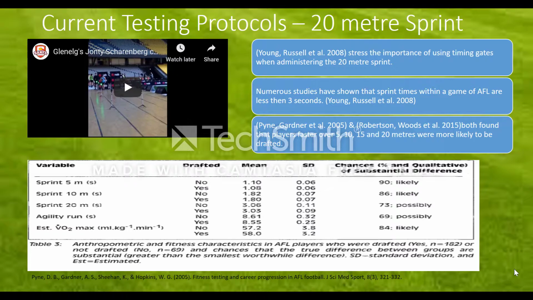If we look at the data here by Pine, Sheen and Hopkins, we can see the sprint times of those players who were drafted were quicker over 5, 10 and 20 metres when we compare those to players that were not drafted. Importantly, the study found that the difference between the groups was significant in that it was greater than the smallest worthwhile change.